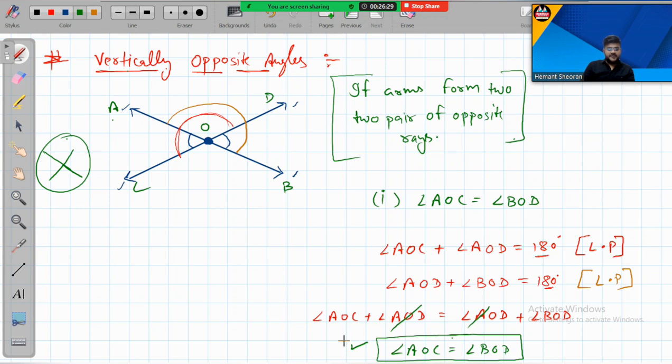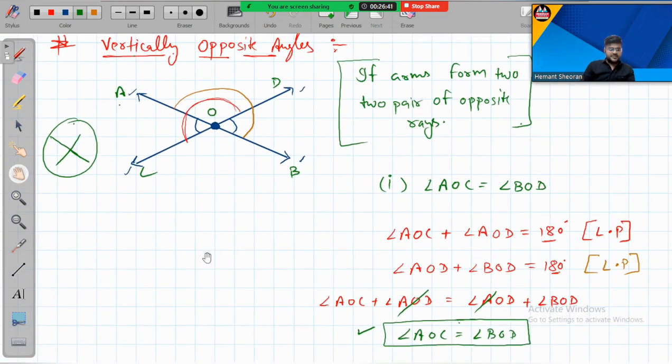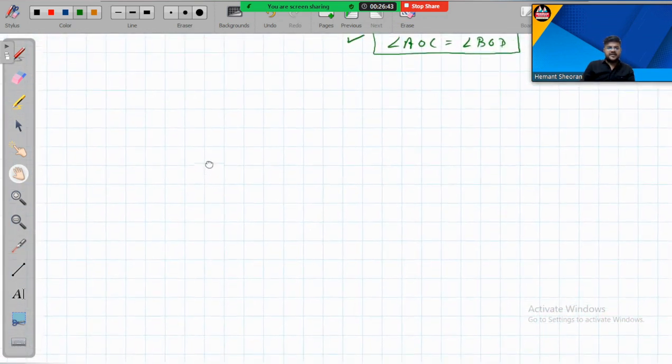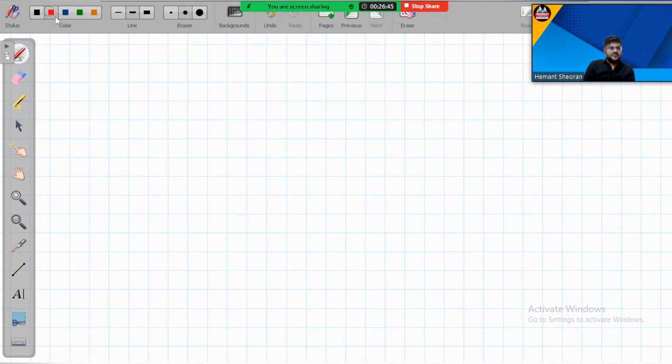Get it? Any confusion? And similarly, if you have to prove AOD and BOC equal, you can do it this way. Getting it? But generally they don't ask you the proofs. They will just directly ask you the questions. So let me give you a scenario-based question on this.